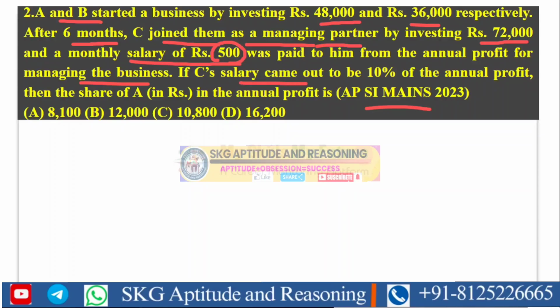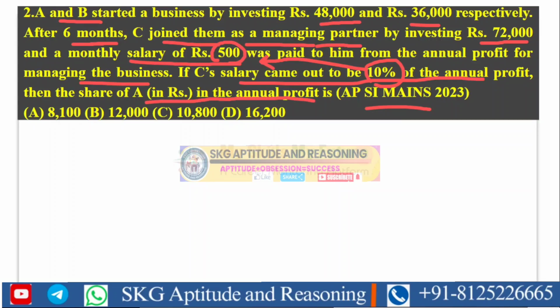So C's salary came out to be 10 percent of the annual profit, which means this 10 percent will be equal to 3000. If 10 percent is 3000, then 100 percent will be 30,000. So the annual profit is 30,000. So what is being asked in the question? He is asking us to find the share of A in the annual profit.